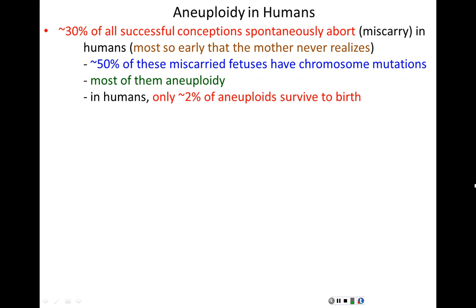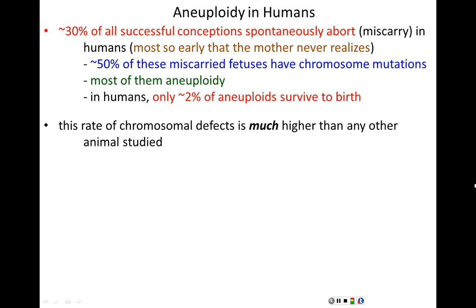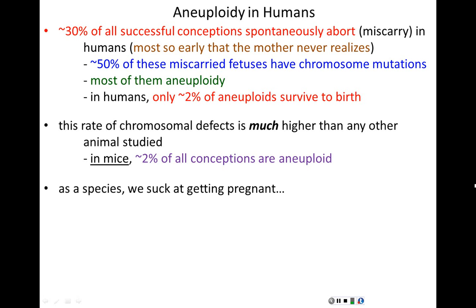In humans, only about 2% of fertilized conceived aneuploids survive until birth. And believe it or not, this rate of chromosomal defects is much, much higher than any other animal studied. Most animals have very little aneuploidy at all, and almost all of those aneuploids are not born. In mice, about 2% of all conceptions are aneuploid total, whereas for us, about 30% of conceptions are aneuploid. What this really means is, as a species, we suck at getting pregnant, and more importantly, we suck at meiosis.